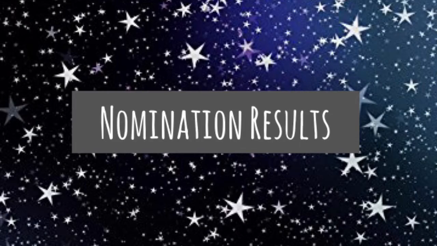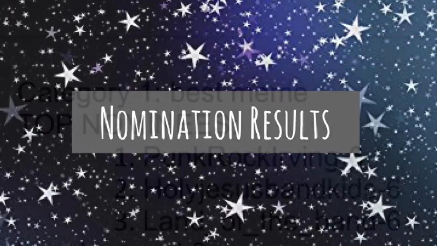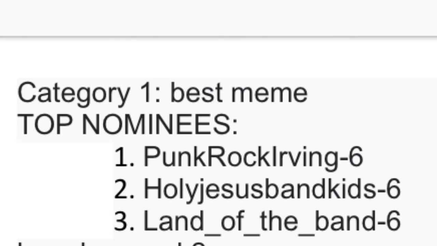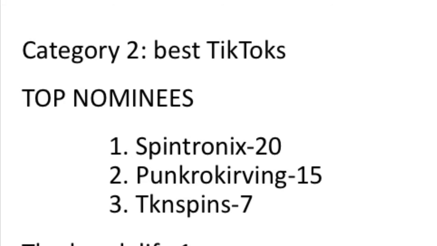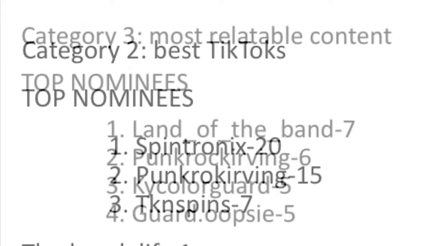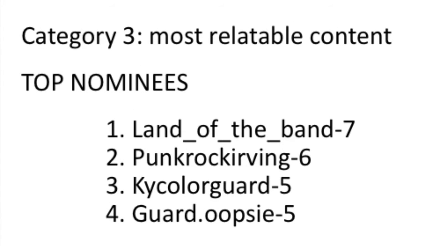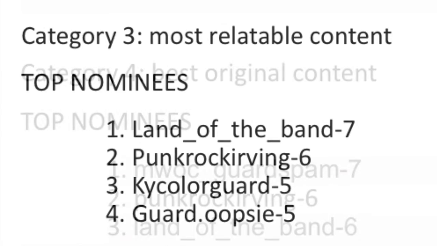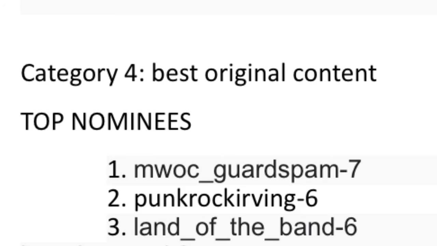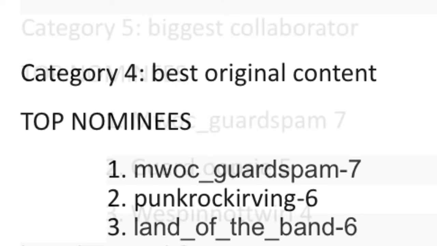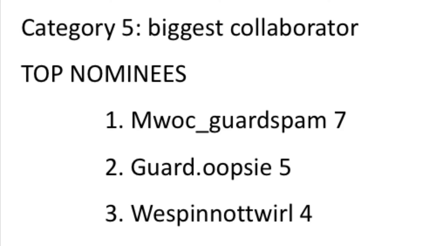Now I want to share how many nominations each of the top nominees actually received. The top nominations for Best Meme each received 6 nominations. The top nominations for Best TikToks received 20, 15, and 7 nominations. Top nominees for Most Relatable Content received 7, 6, and a tie of 5 nominations. Top nominees for Best Original Content received 7, 6, and 6 nominations. Top nominees for Biggest Collaborator received 7, 5, and 4 nominations.